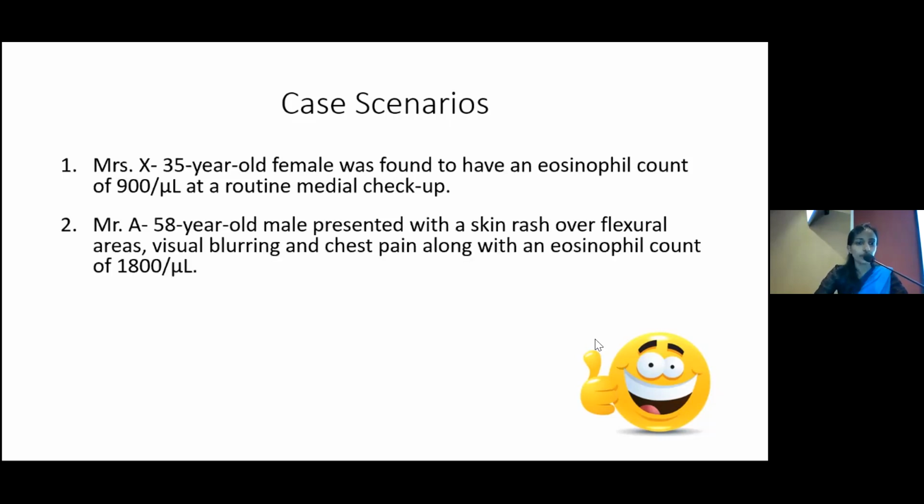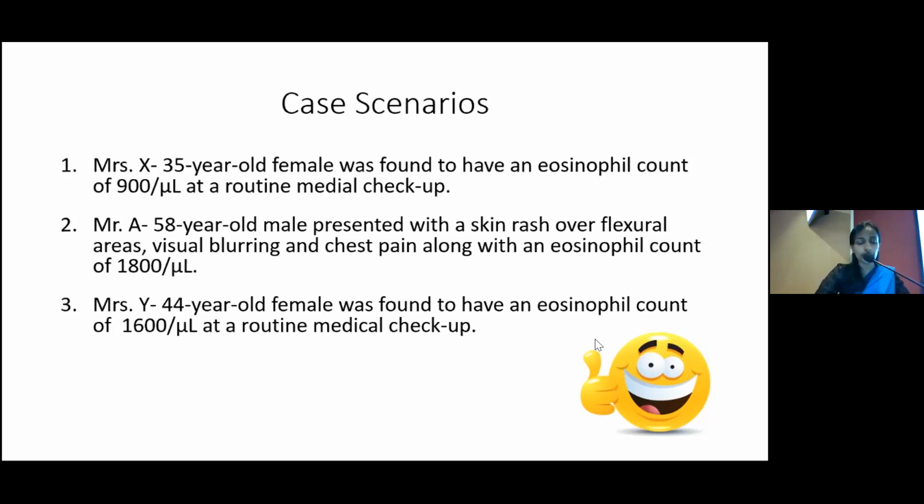The second patient, Mr. A, was a middle-aged male who had systemic symptoms. This patient has dermatological involvement, visual involvement, and cardiac manifestations with an eosinophil count above 1,500. So this patient should be aggressively treated with steroids because the patient is having end organ damage. And at the same time, the eosinophil count is above 1,500. So this patient needs aggressive evaluation to find the primary or secondary cause.